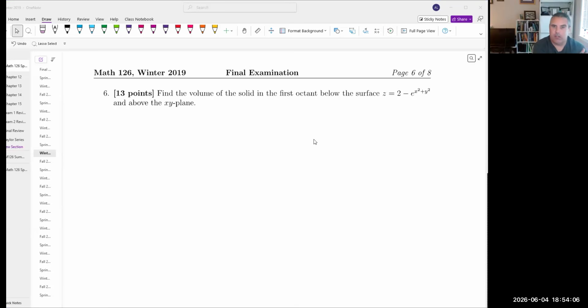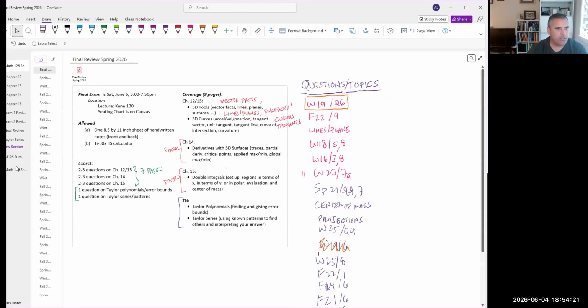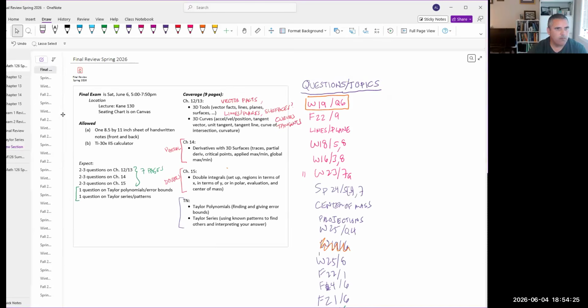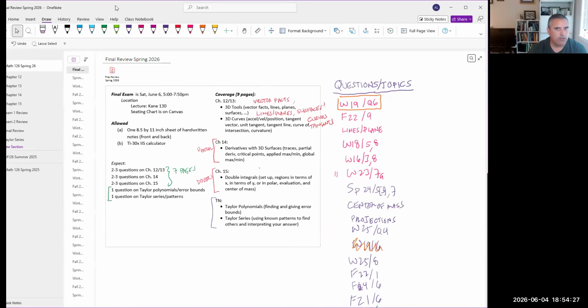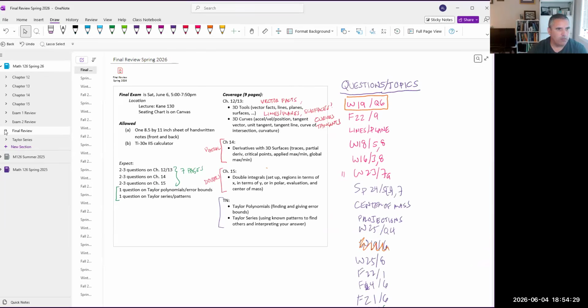Okay, so let's look at this. Find the volume of the solid in the first octant below the surface and above the XY plane. This one, we have a very clear strategy. So let me grab something from my review sheet. Final review. Did I not include it here? Oh, I'll grab it here.